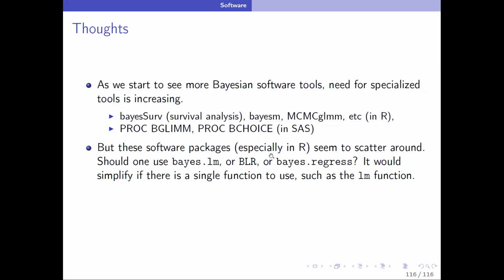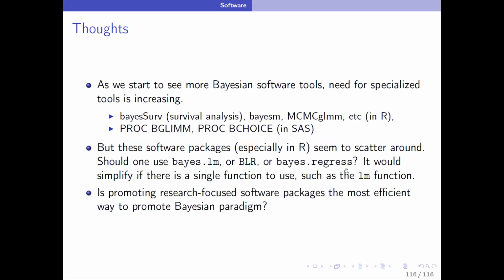And this is a comment on the software packages in R, which seem to scatter around. When a user starts to use it, they aren't quite sure what software package or what library they should use. For a linear model, should it be based on LM or BLR or bayesregress? I think it would be simplified if the main library in R came out with one simple function to use, like the LM function, and this is a way to sort of promote that.